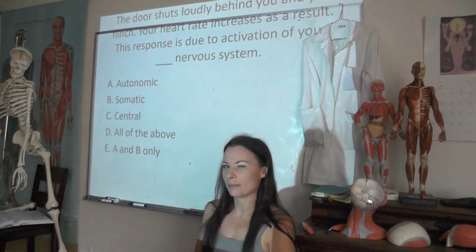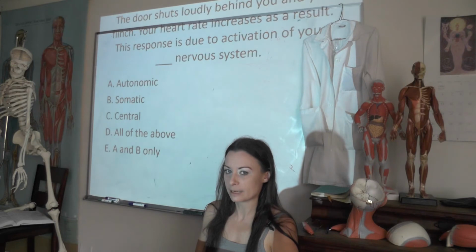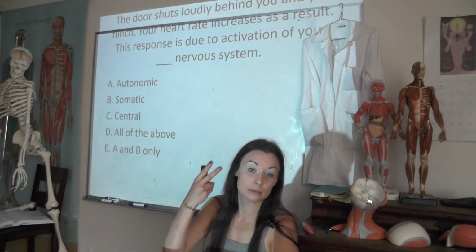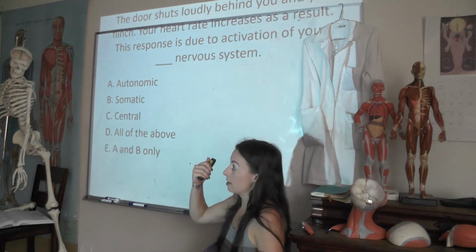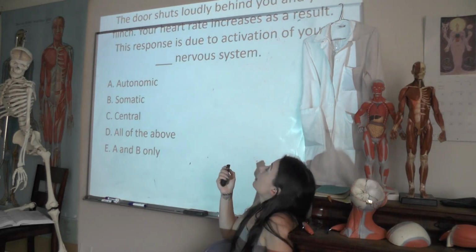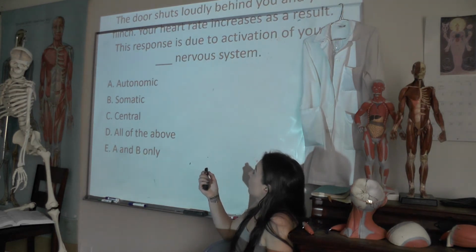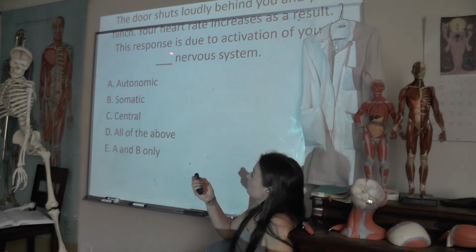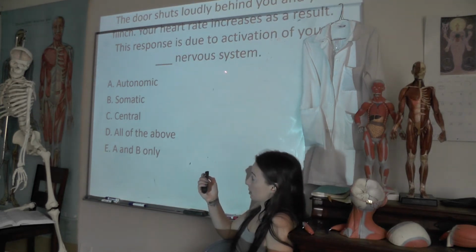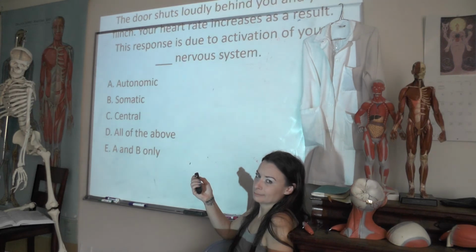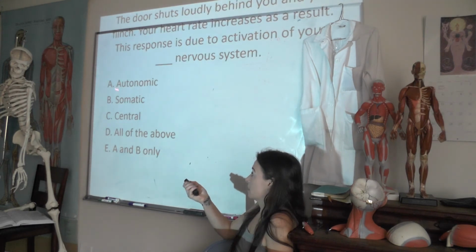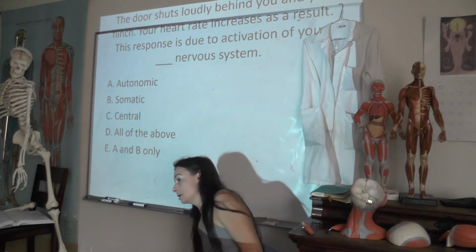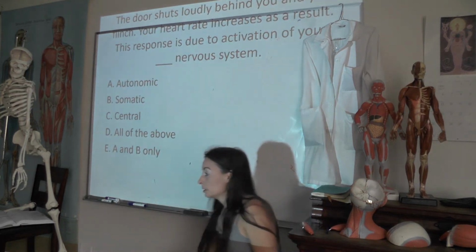All right. So I may have asked this question in class, but there are two ways to ask this question, and I don't know which way I asked it in class. There are probably lots of ways to ask it. We're going to talk about two. The door shuts loudly behind you and you flinch. Your heart rate increases as a result. This response is due to activation of your blank nervous system. A, autonomic. B, somatic. C, central. D, all of the above. E, A and B only.